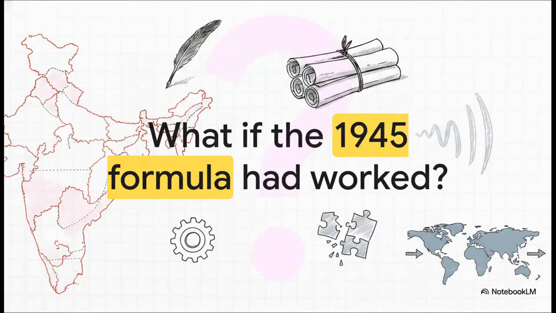Which leaves us with this massive, profound what if. If a formula for equal Hindu and Muslim representation in the central executive had actually been officially accepted back in 1945, how different would the map look today? It's a stark reminder that the echoes of these historical commissions, these administrative blueprints, and yes, these failed political pacts, aren't just trivia in a notebook. They still absolutely shape the daily reality of the subcontinent today.